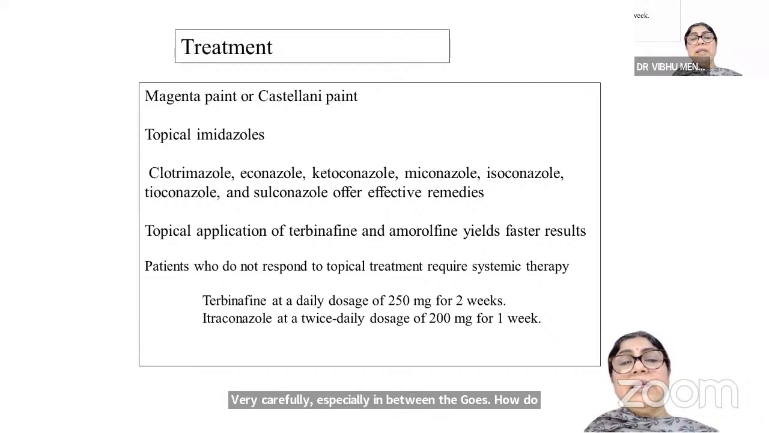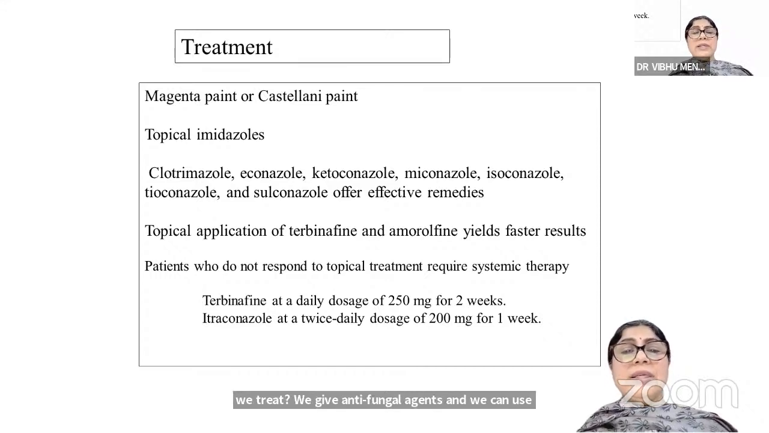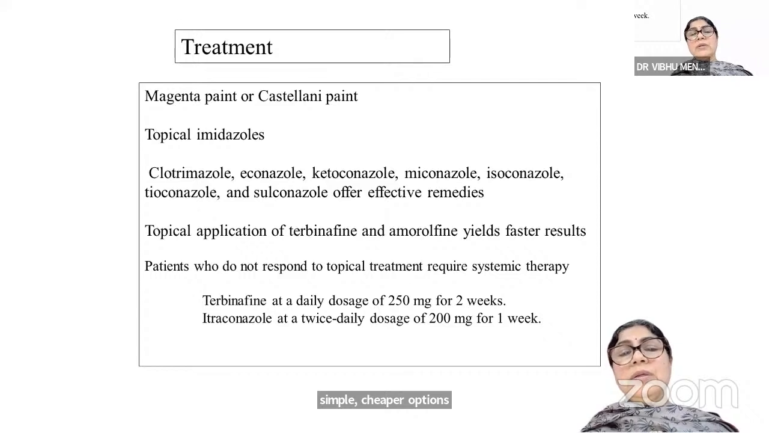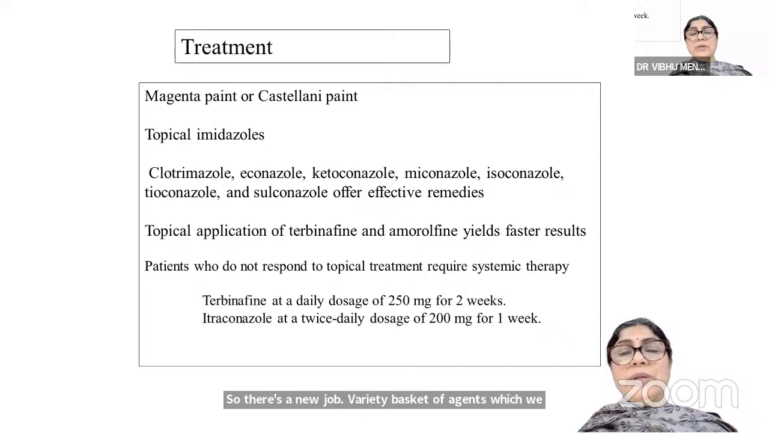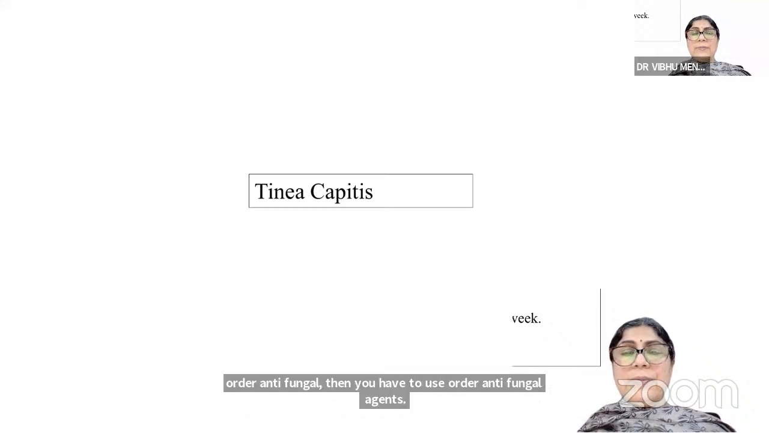How do we treat? We give antifungal agents, and we can use simple, cheaper options. We have Castellani's paint. We can use topical antifungal agents. So there's a huge variety basket of agents which we can choose and pick. And you can also use terbinafine, amorolfine. And in case the patient does not respond to topical, then you have to use oral antifungal agents. And you have to use them for 2 weeks to treat these infections.